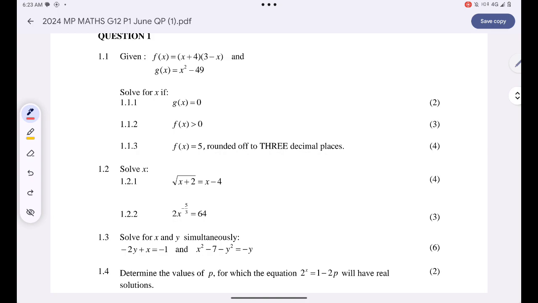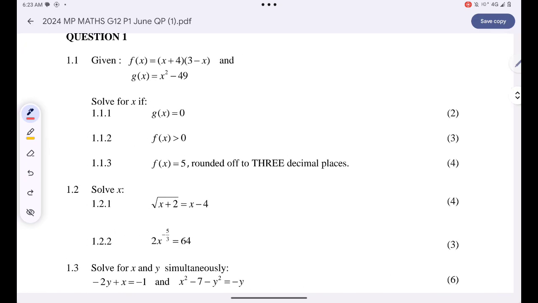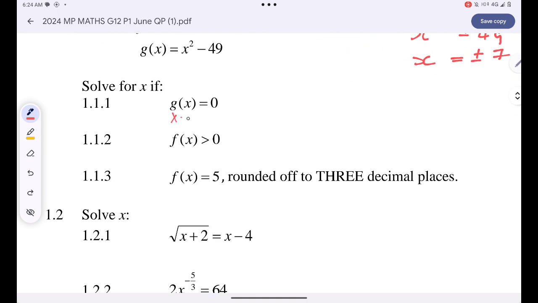Okay, question number 1, we are given f of x and g of x. 1.1.1, we are being asked to solve for x if g of x is equal to 0. When g of x is equal to 0, that simply means I have x squared minus 49 is equal to 0. You can use the difference of two squares over here, or just take 49 to the other side. Let me just do that. I'll simply have x squared is equal to 49. Then find the square roots on both sides. Whenever you do so, please remember, guys, your right hand side should always say plus or minus. Are you together? So x is basically equal to plus or minus 7.